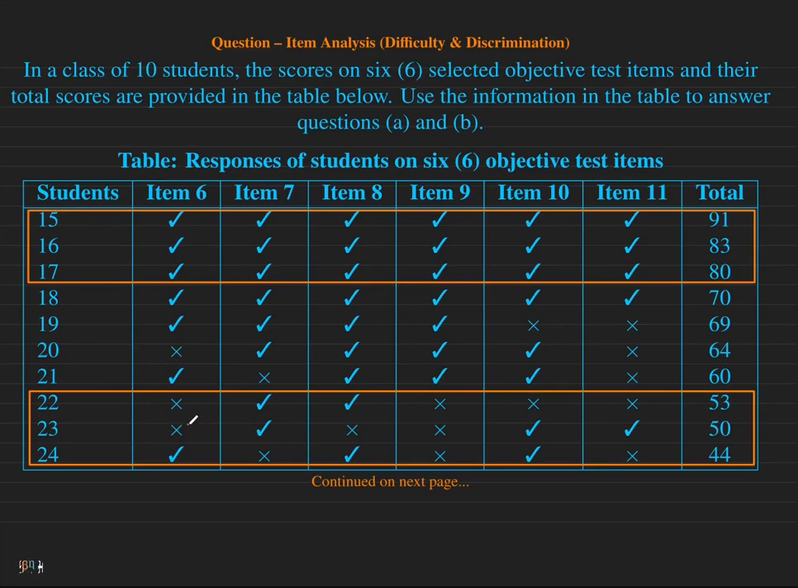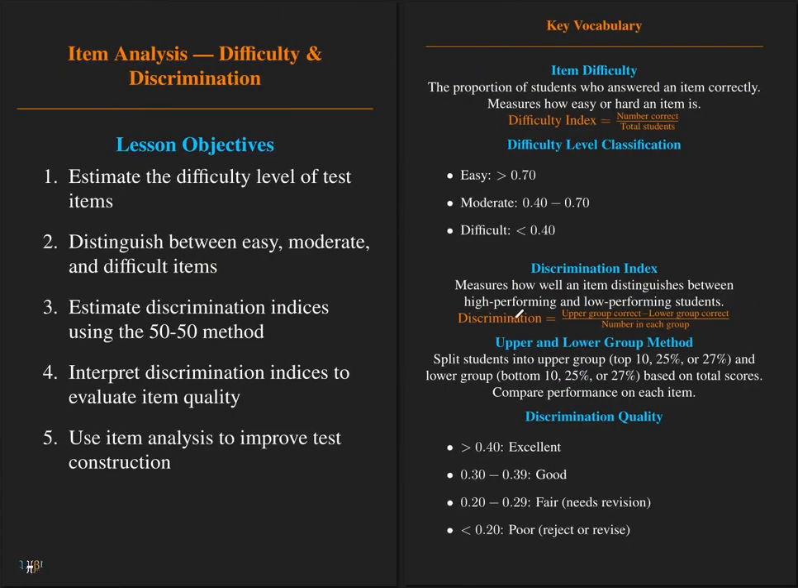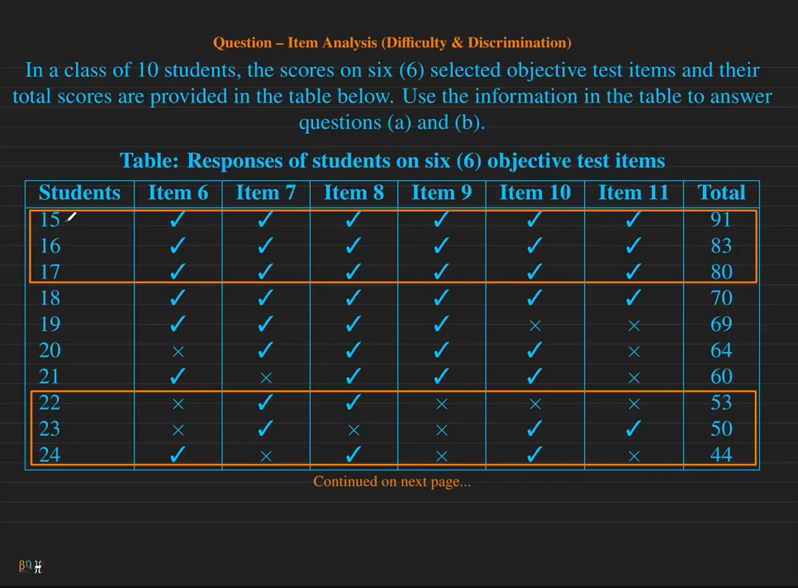So now that we have this data, we look at the formula that we use to solve for the discrimination index. As you can see over here, the discrimination is equal to the upper group correct minus the lower group correct, all over the number in each group. The number in each group is simply 1, 2, and 3. There are only 3 students in this group, and over here too, there are only 3 students in this group. Hence, the number in each group is going to be 3. So our N is equal to 3.